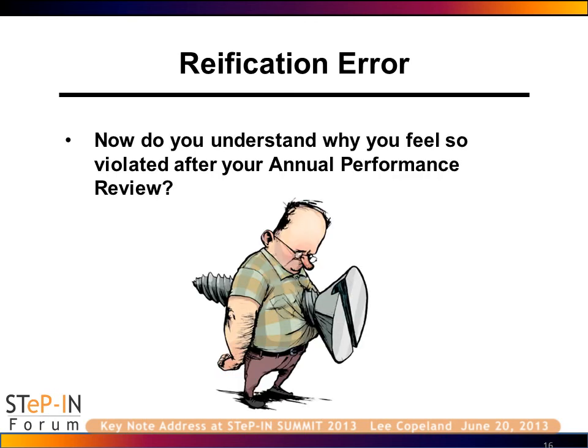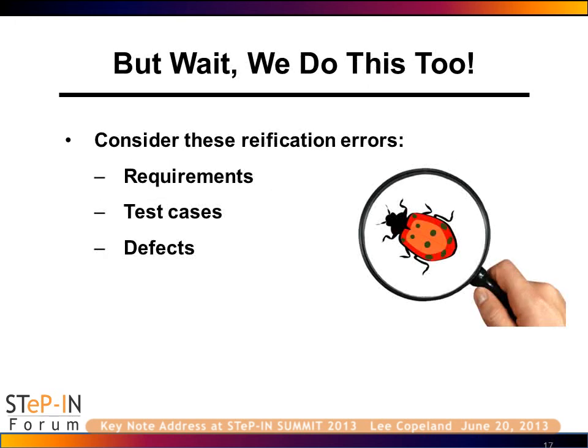Now, do you understand why you feel so violated after your annual performance review? Okay. Because people have taken these, maybe you didn't, maybe you only did show up at work every 3 days, but rather than talking about that, they commit this reification error. They count things, they count ideas, things that are not real. Again, don't do that. Okay. Now, they are not the only ones that do this. We do this too.